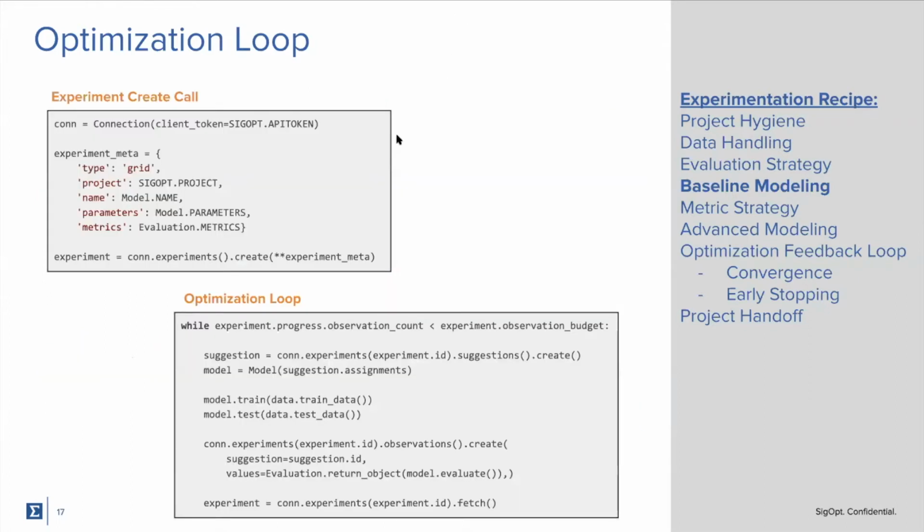Now, let's try to put it all together, because before you saw that we could create this project. Let's take the experiments and put them into the project, and let's try to do optimization. The first thing you want to do is create the experiment. What you're saying here is, I want to do this grid search, put this experiment into this project. Here is the name of my model. These are the parameters, this single C parameter that I showed. And these are my 4 metrics.